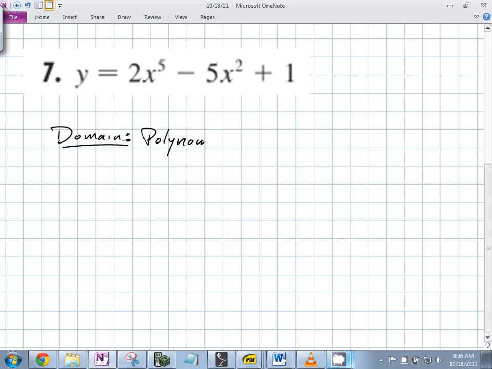And a polynomial is going to be, what's the domain going to be? All real numbers. All real numbers, yes. So it's defined everywhere. Great. Intercepts. What's the easiest one? Y. Yeah, so when x is 0, y is 1.